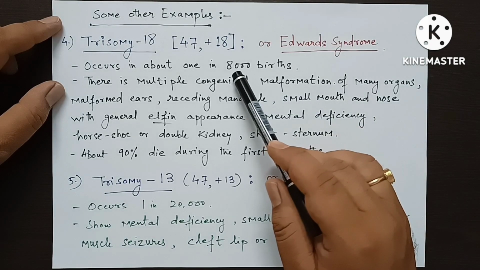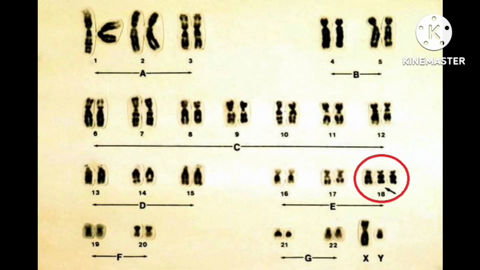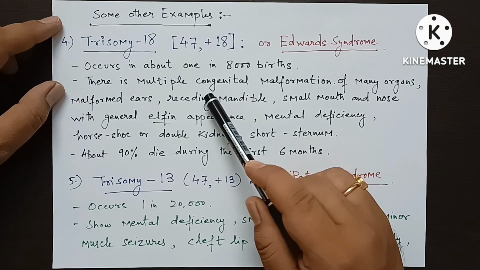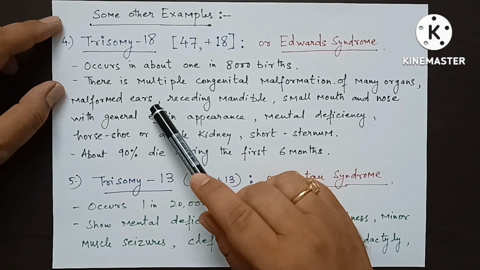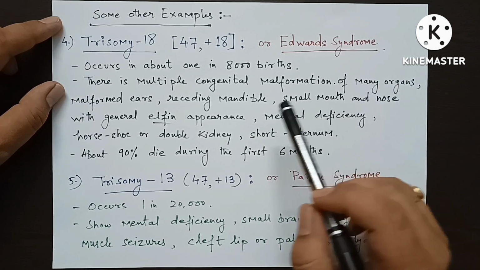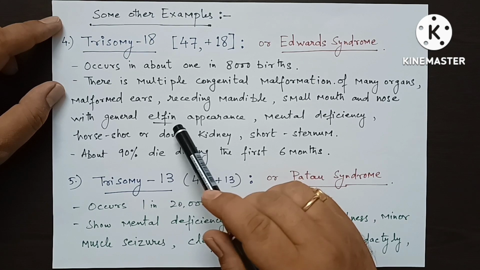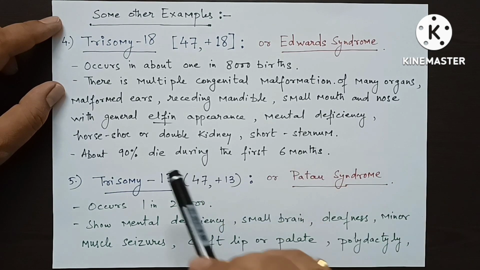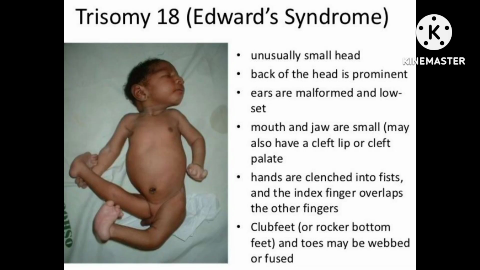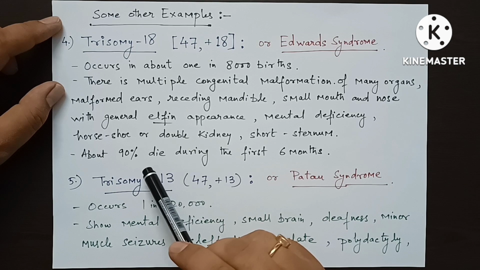Which occurs in about 1 in 8,000 births. There are multiple congenital malformations of many organs, malformed ears, receding mandible, small mouth and nose, with a general elfin appearance, mental deficiency, horseshoe or double kidney, and a short sternum. About 90% die during the first 6 months of the birth.